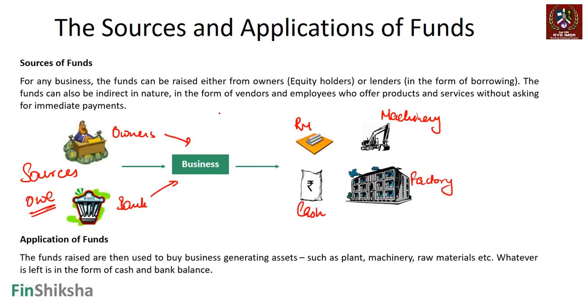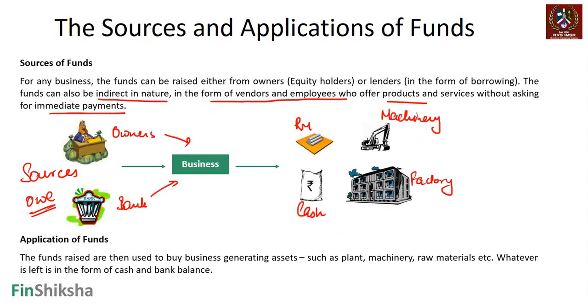So you can raise the money, and some of the funds can also be indirect in nature, right? How do you use indirect in nature? In the form of vendors and employees who offer products and services without taking immediate payments. Let's say I manufacture a car.